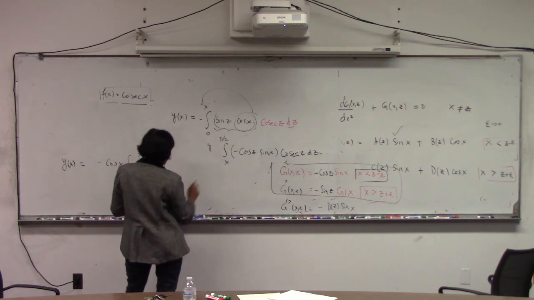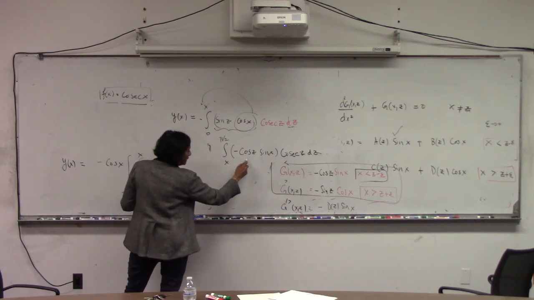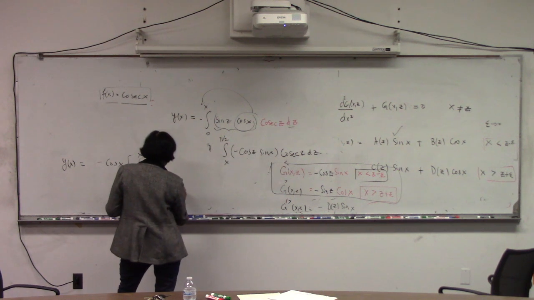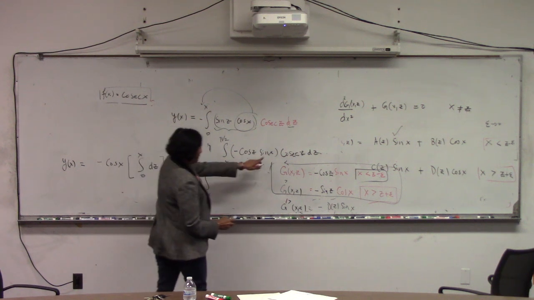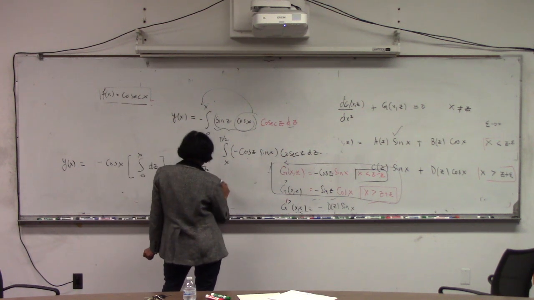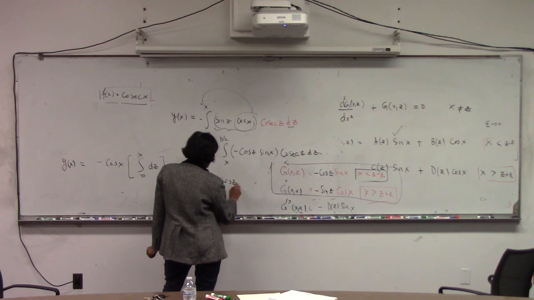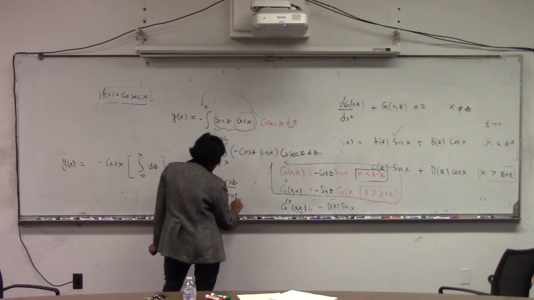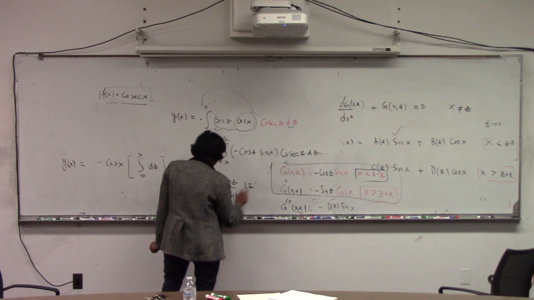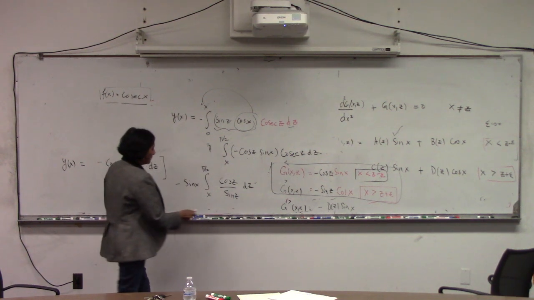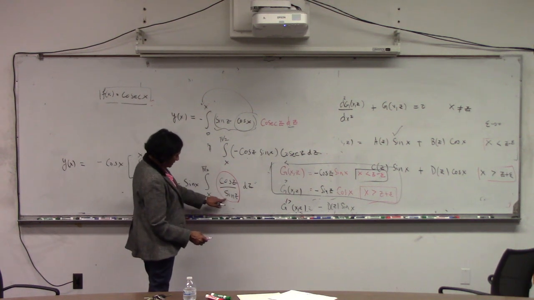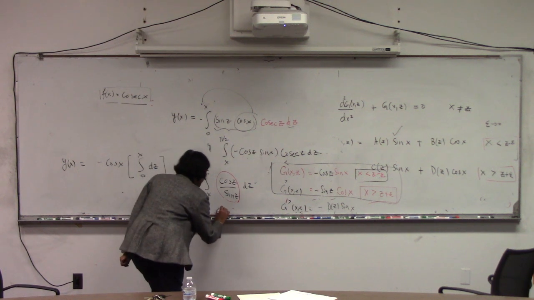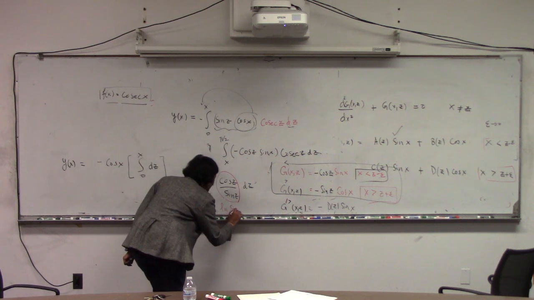And then here what do we have? Again, I can pull minus sine of x outside, the integral from x to pi over 2 of, we have what? Cosine of z over sine of z dz. So that is nothing but natural log of sine z, right? The numerator is the derivative of the denominator, so this is nothing but natural log of sine z.